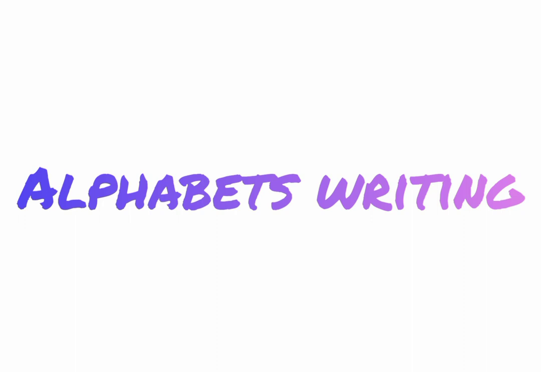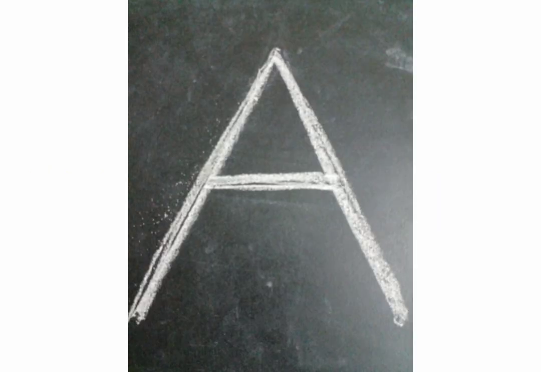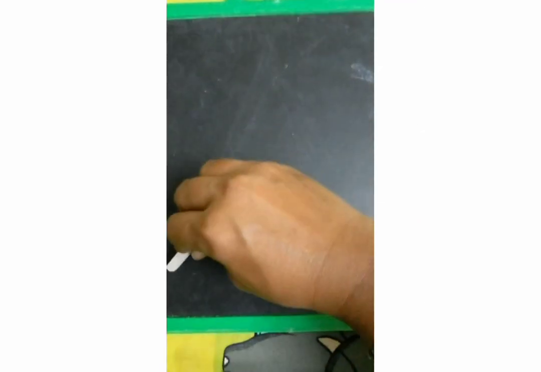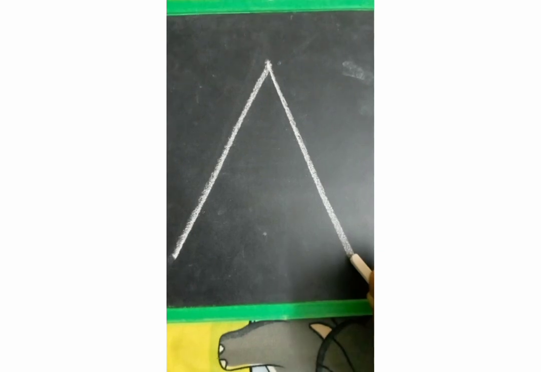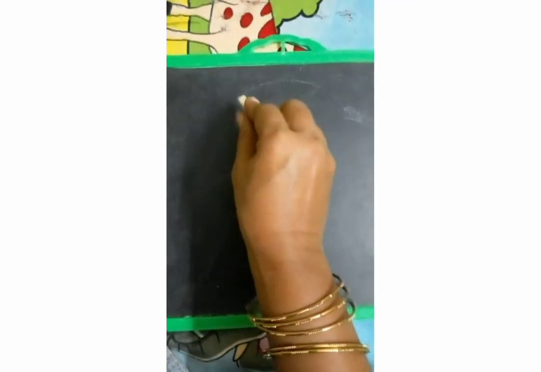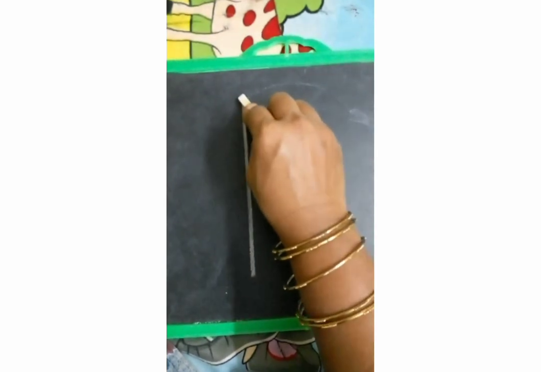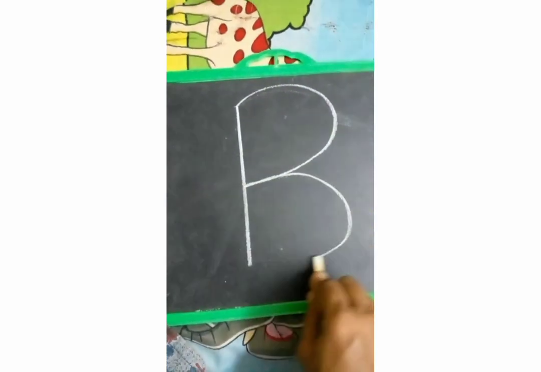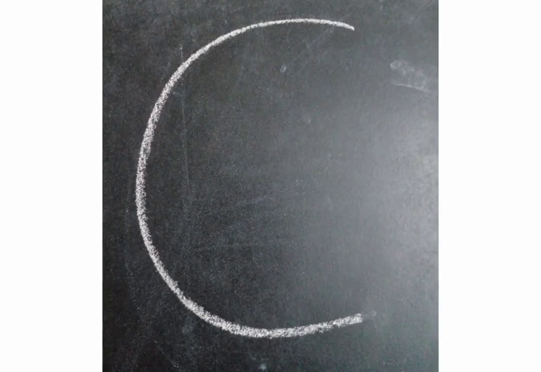Today we are going to discuss about the alphabets writing. Come on, let us write one by one. First one is A. Next one is B. And the next one is C.